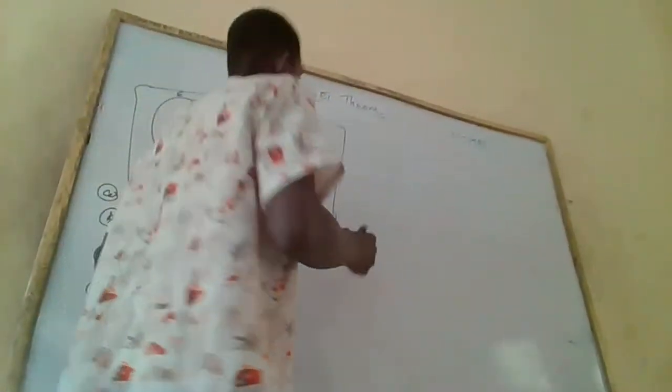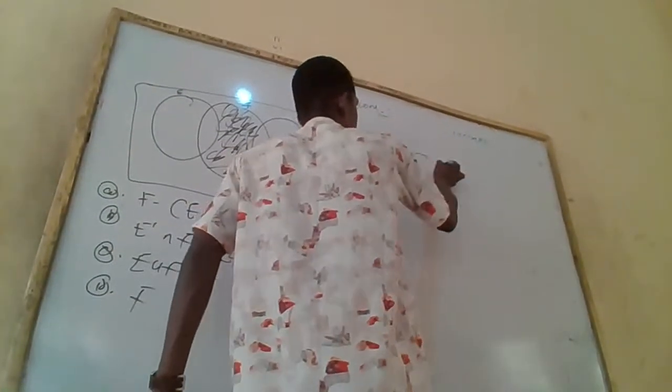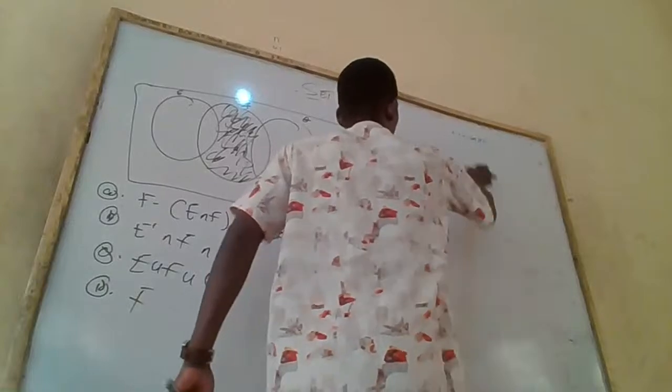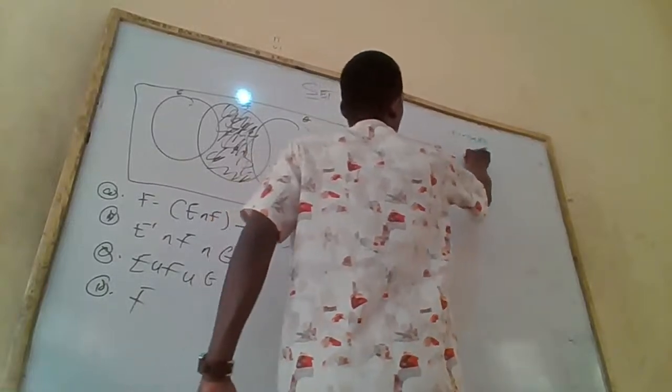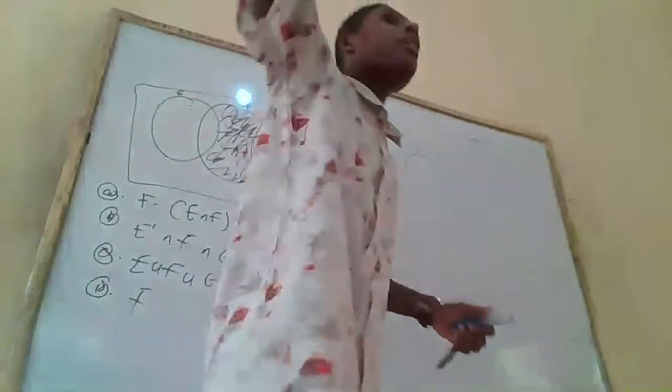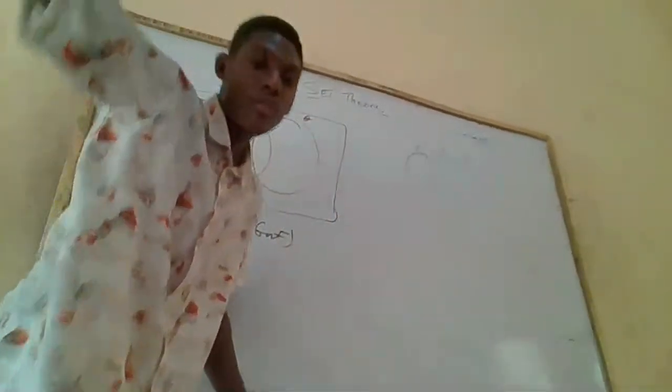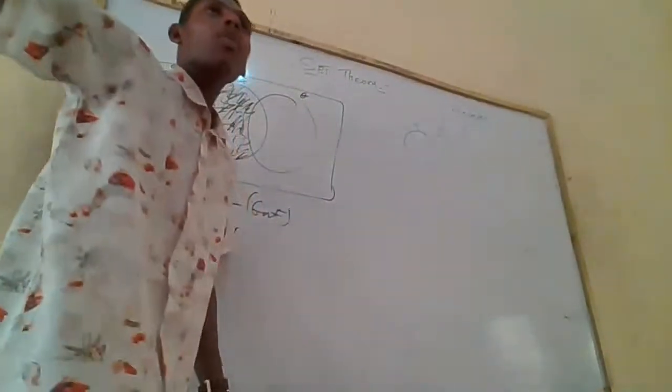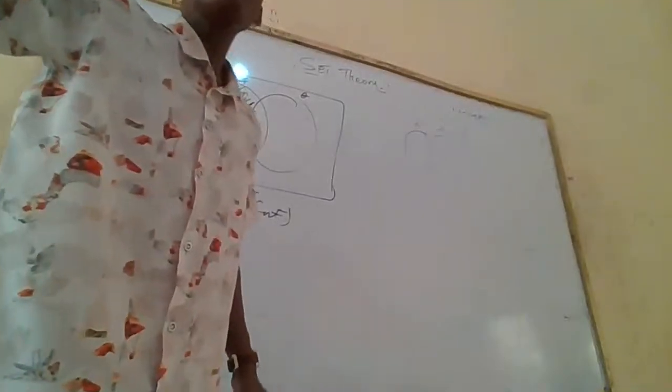Now listen very carefully. This is 1, this is 2, and this is 3. Let's say this is E, F, and G. Now, if they ask me to shade F, I'm only concerned with the circle of F. Are you with me? I'm only concerned with the circle of F.